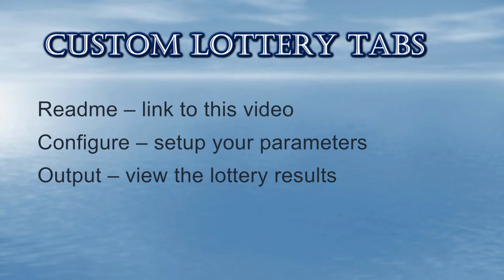You'll see 3 tabs in the utility. The README tab just takes you to the video you're currently watching. The Configure tab is where you'll set up your lottery rules, and the Output tab will display the results of your lottery. Let's go ahead and head to the Configure tab now.